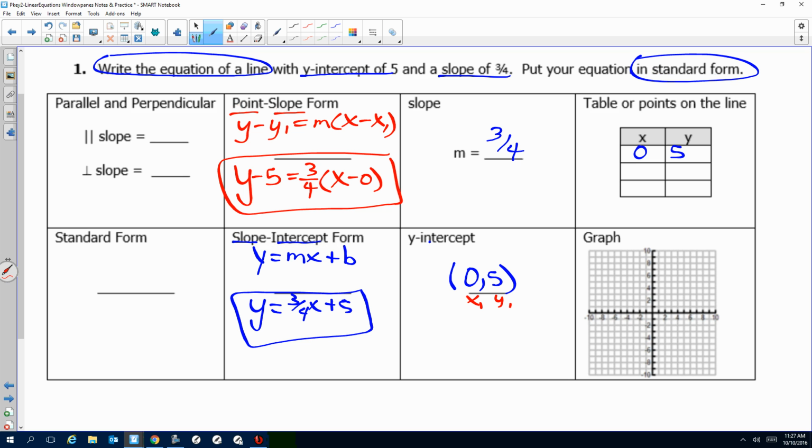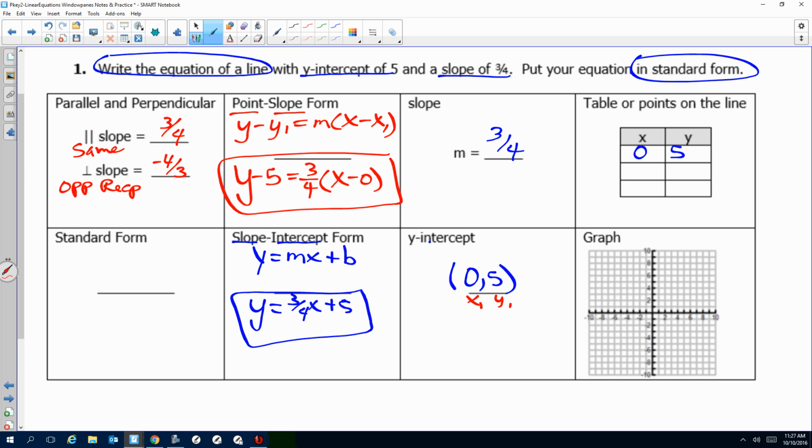All right, parallel lines have the same slope, so it's the same. For perpendicular, we're looking at opposite reciprocals. That's when we flip and change the sign. So if I already know my m is 3/4, my parallel slope is the same. It's also 3/4. What do we write for the perpendicular? Yeah, -4/3. Okay.